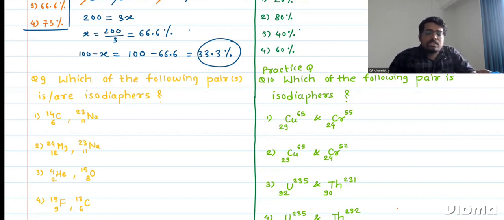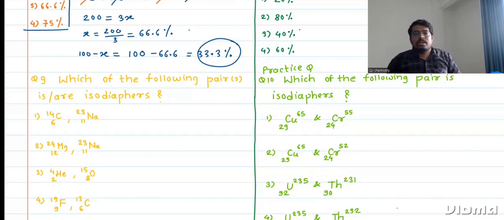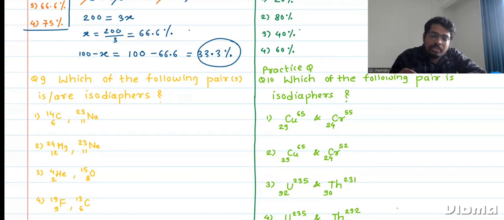Which of the following pairs are isodiaphers? Now, we know that isodiaphers have the same isotopic number. So let us find the isotopic number. Isotopic number means N minus P, which is equal to A minus 2Z. Let us find A minus 2Z for carbon.